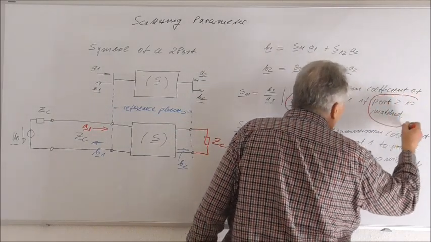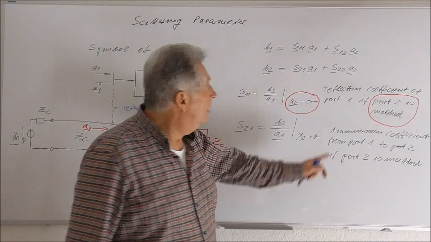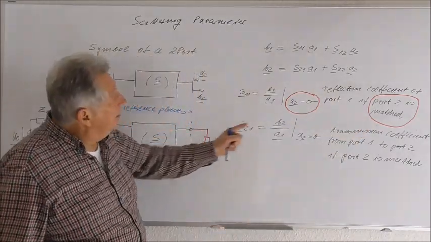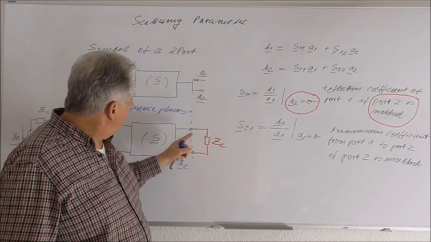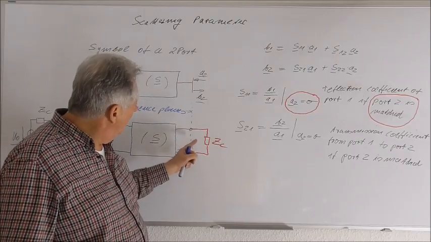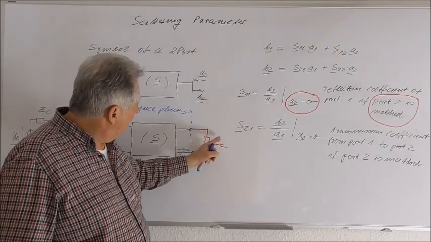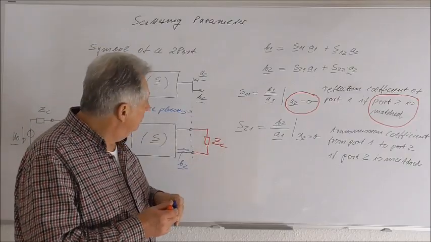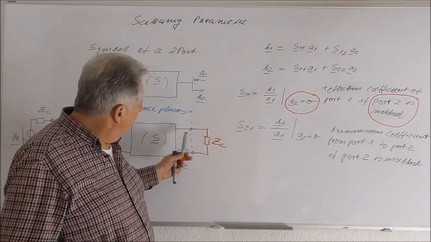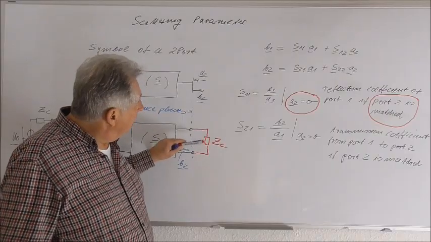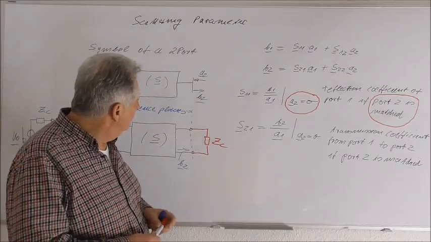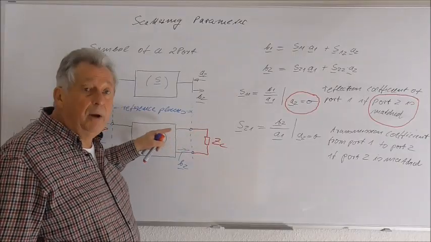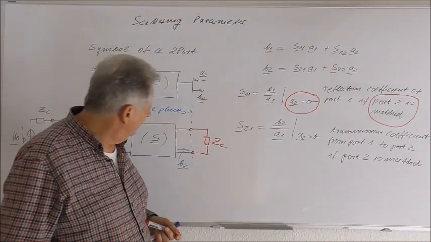So it's very important that here port 2 has to be matched, which means we have to connect to port 2 here the characteristic impedance of the transmission line, and as soon as the port is terminated in the characteristic impedance, no A2 will be reflected back into our port.